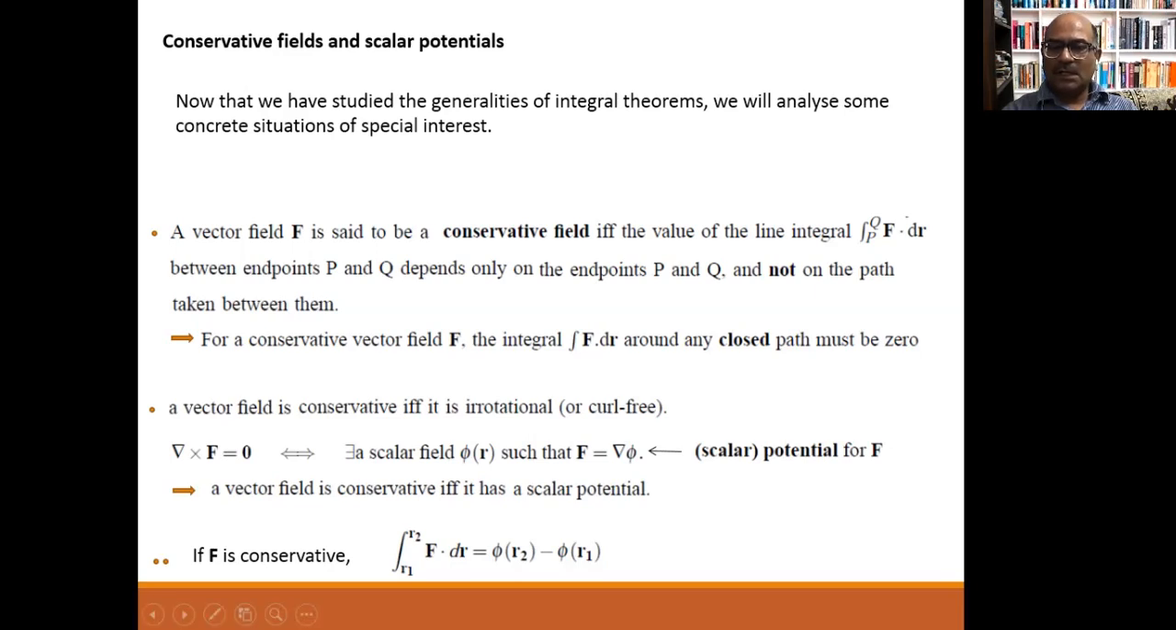So for a conservative vector field, the integral of F dot dr around any closed path must be zero. And a vector field is conservative if it is irrotational, or curl free.